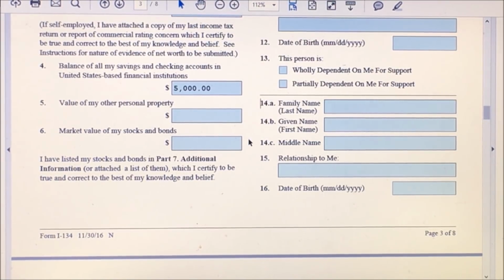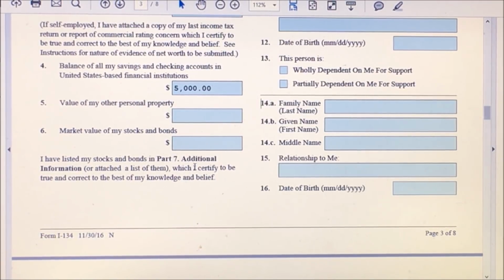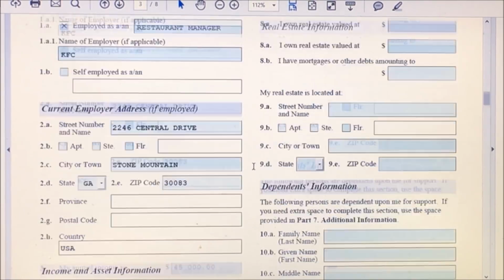So market value of my stocks and bonds. You just need to attach the statement from your stockbroker, such as Ameritrade, E-Trade, that prove this. Okay, so this is not applicable for him, so we just leave it blank. Okay, then I have listed my stocks and bonds in Part 7. Additional information are attached on a list of them, which I certify to be true and correct to the best of my knowledge and belief.